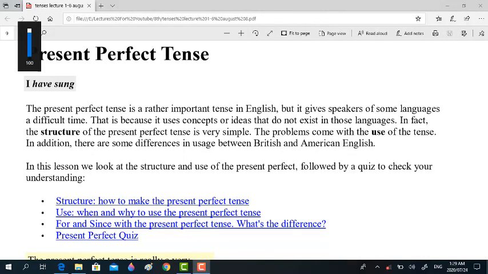Today we are going to start the present perfect tense. Present perfect tense. Okay, just look at the example. I have sung.